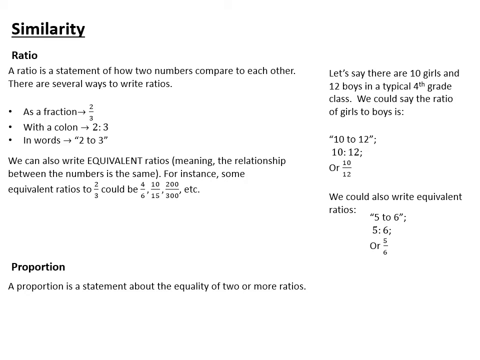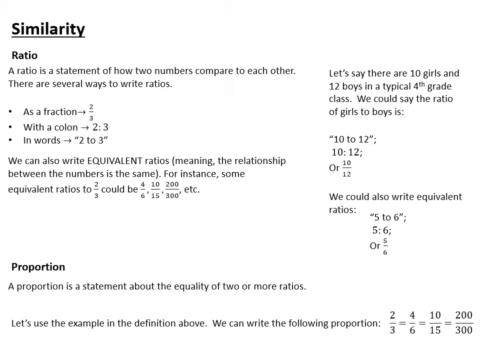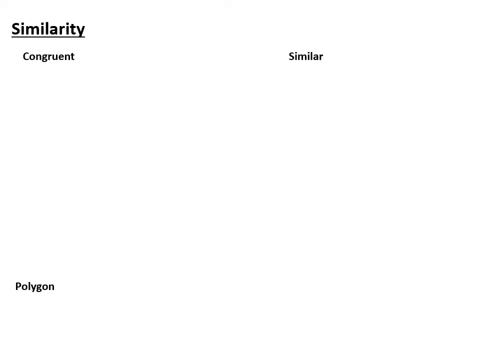Proportion is a statement about the equality of two or more ratios. Let's use the example in the definition above. We can write the following proportion: 2/3 equals 4/6 equals 10/15 equals 200/300. They are all equivalent ratios.